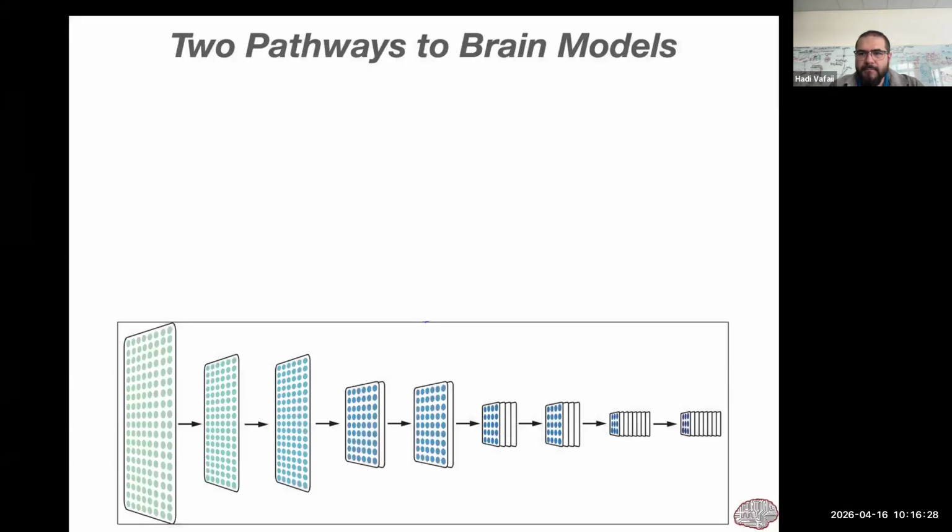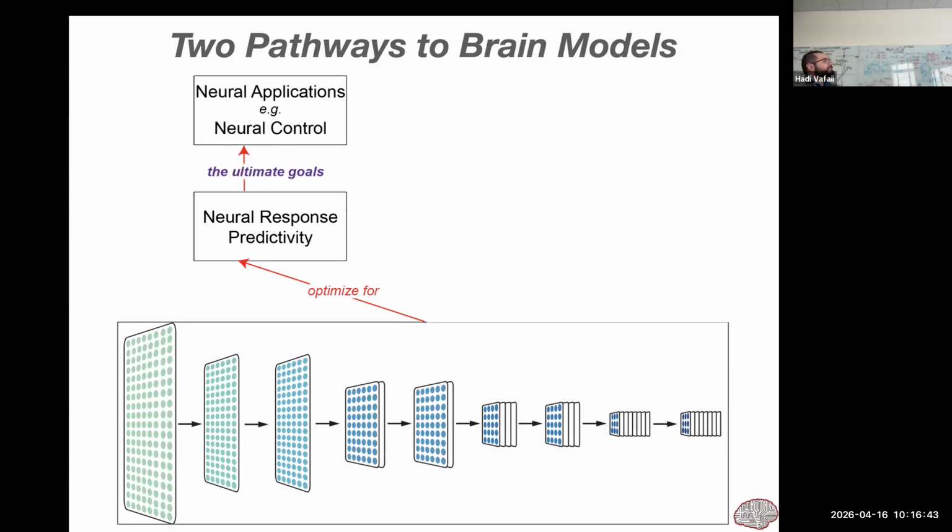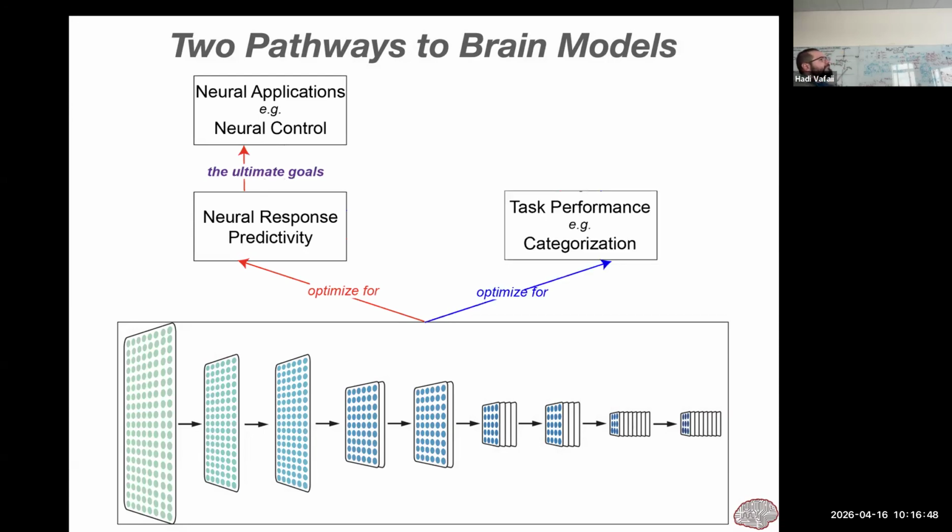Okay, so here's two pathways to getting brain models. The bottom is a representation of a general model. So you can optimize for neural responses. That's data driven. This is the red path. In the red path you optimize for neural responses, and then you do neural applications like solve neural diseases, neural control, BCI, whatever. Or you can optimize for some goal, some task, categorization or self-supervised or something. So let's take your blue path, which ends up being task driven or goal driven. It's kind of a theory, right?